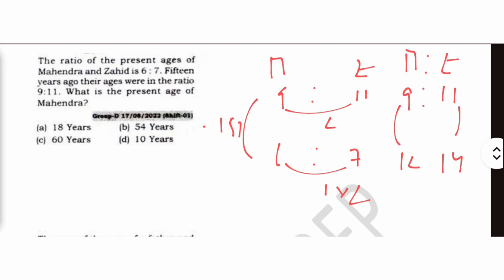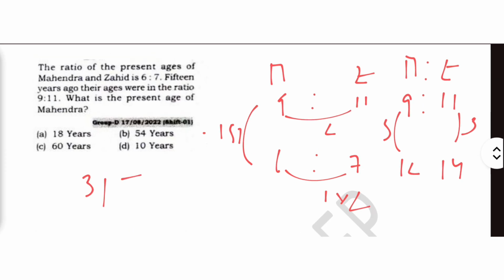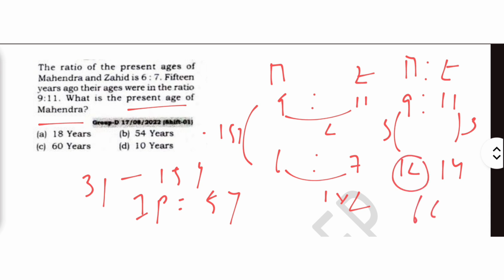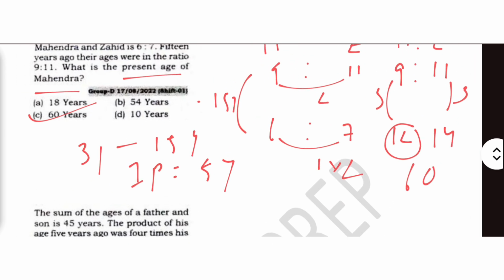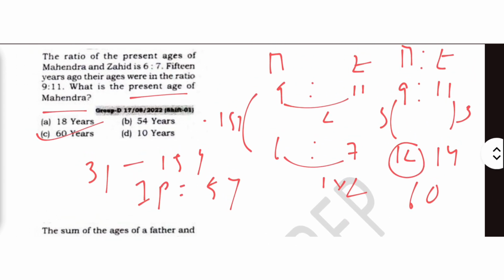So this is how much part? 3 parts. And this 3 parts is nothing but your 15 years only. So one part is how much? 5 years. What is the present age of Mahindra? It is nothing but 12 parts. 12 5s are 60 years. So option C. If they had asked you about Zahid, it would have been 14 5s, which is 70.